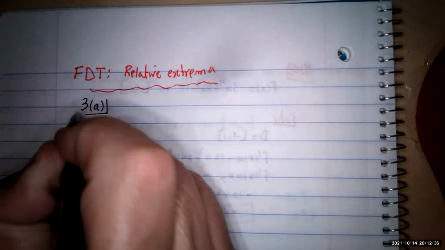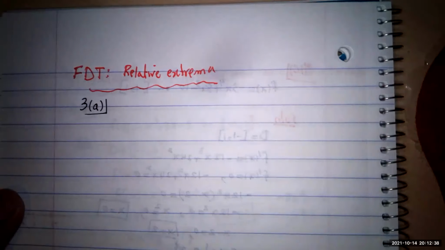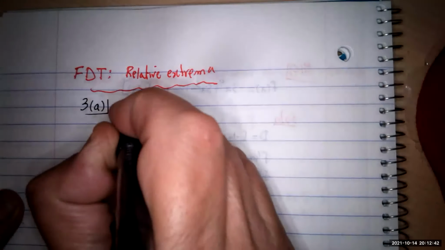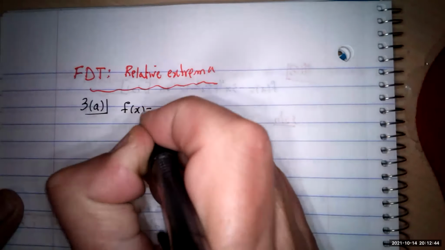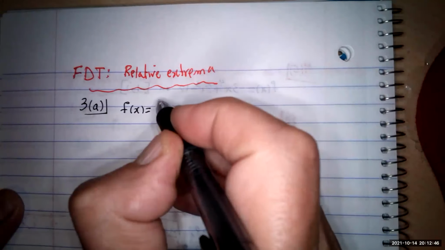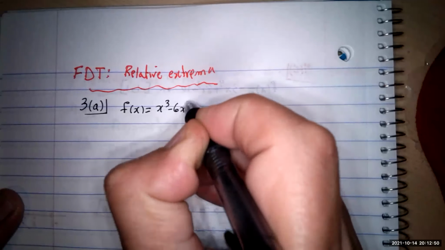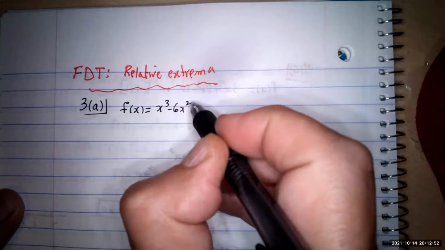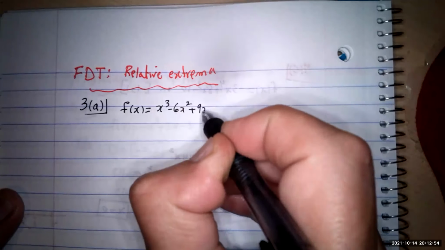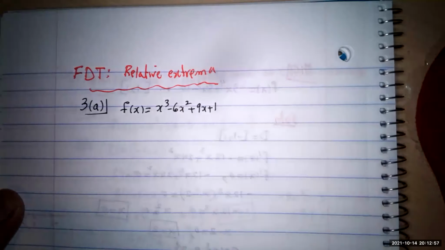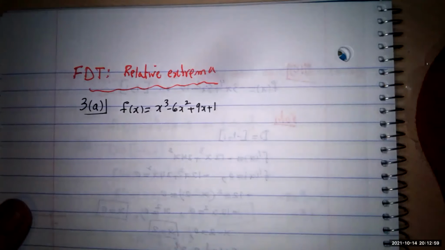So we start with 3a. What is going to be the 3a? In 3a, the function is f of x equal to x cubed minus 6x squared plus 9x plus 1. This is the function, and you want to check for the relative max and the minimum.